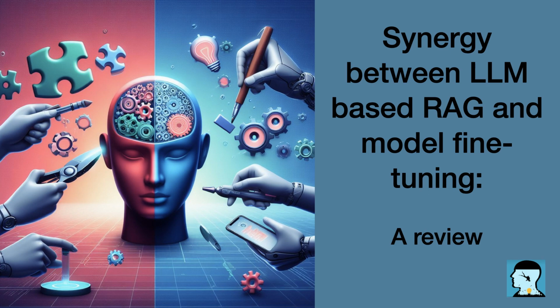RAG, retrieve and generate, and fine-tuning are two powerful techniques that can be used to improve the performance of language models, LLMs. RAG involves retrieving relevant information from a knowledge base, while fine-tuning involves training the LLM on a specific dataset. By combining these two techniques, we can create LLMs that are not only knowledgeable but also able to reason and generate text that is relevant to a specific domain.